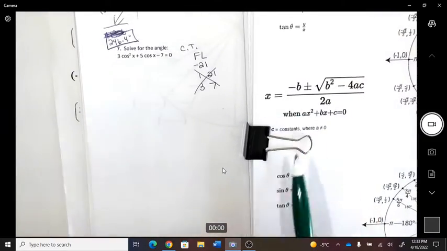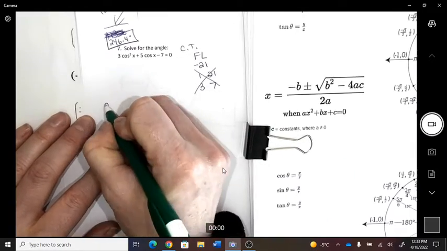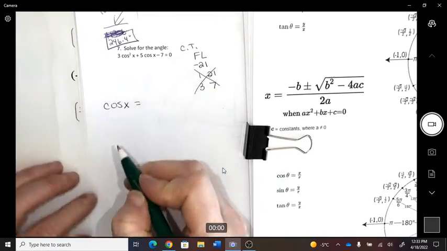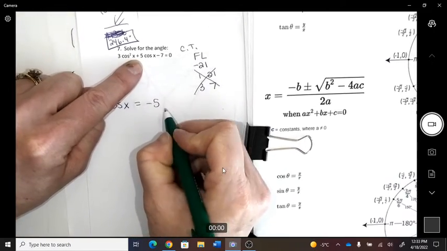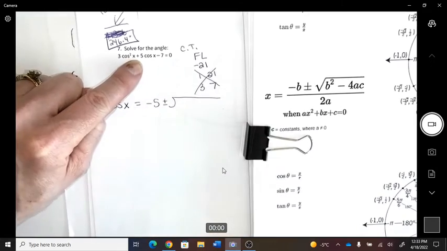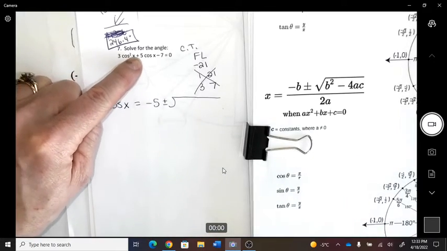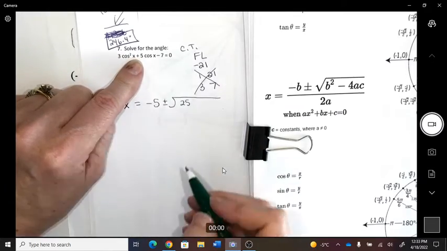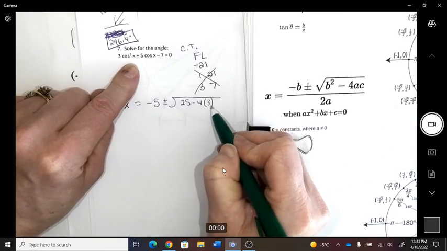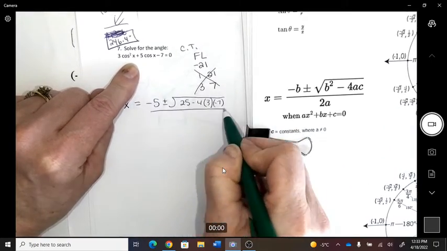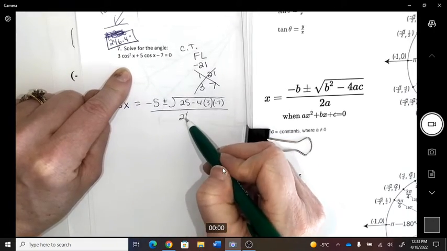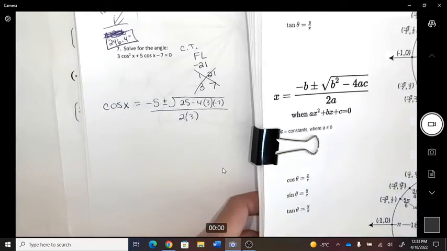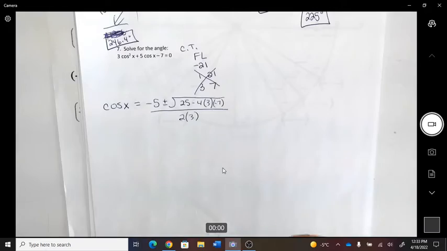Okay, so here we go. Instead of x, I'm going to write cos x equals negative b, so negative 5, plus minus the square root of b squared, 25, subtract 4, bracket 3, bracket negative 7, all over 2 times 3. Okay, so don't memorize that formula, you'll have it.